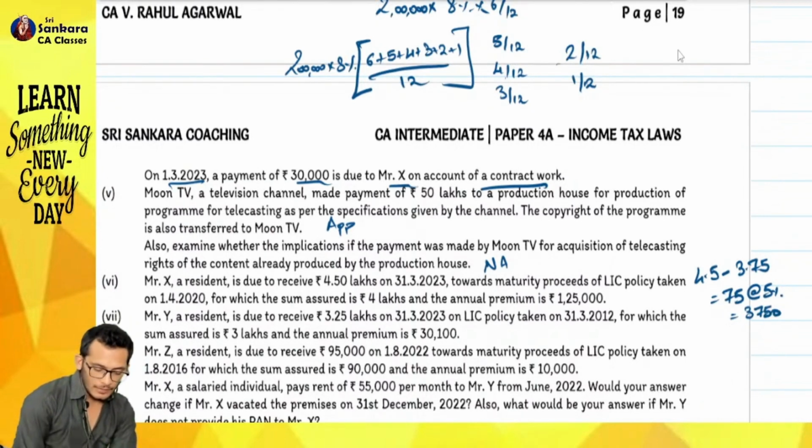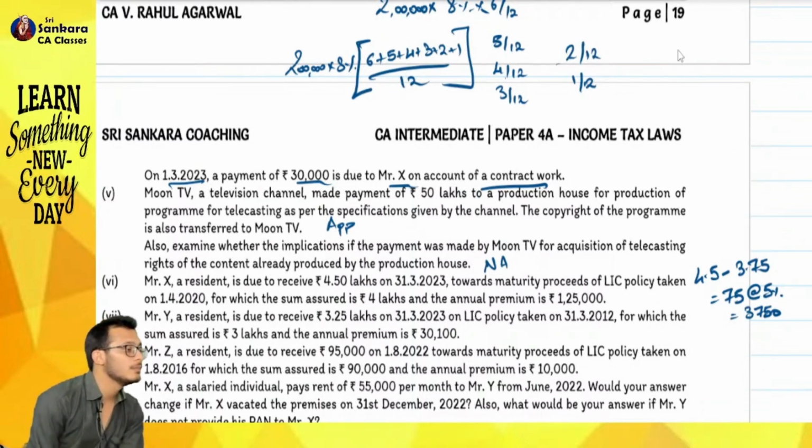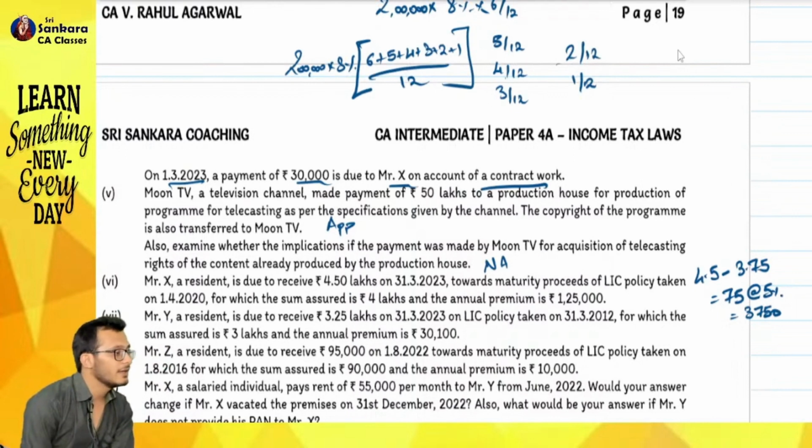Next one. Y is a resident due to receive 3.25 lakhs on 31st March. LIC policy taken on 31st March 2012. Sum assured is 3 lakhs. Annual premium is 30,100 rupees. When have you taken the policy? 2012. Maximum premium you can pay 20%. 3 lakh into 20% will become 60,000. You paid premium of 30,100. Taxable, exempt. TDS applicable, not applicable? Clear?